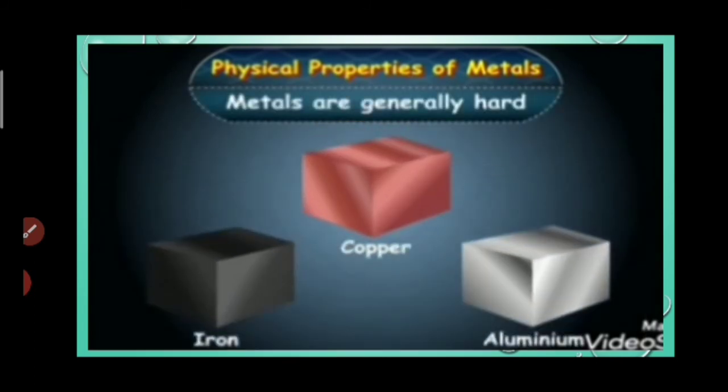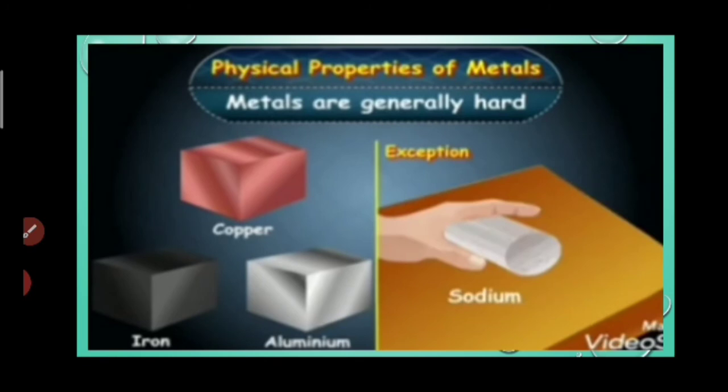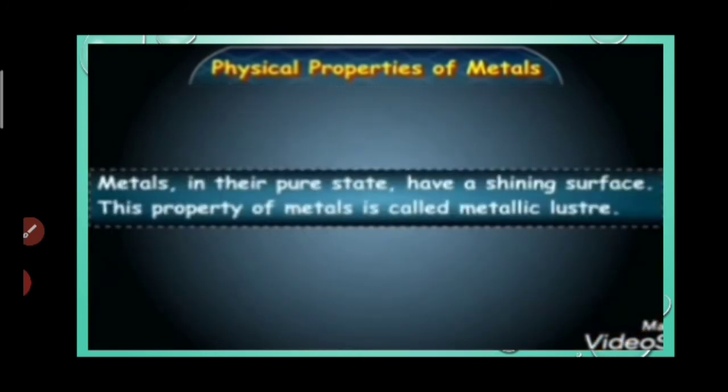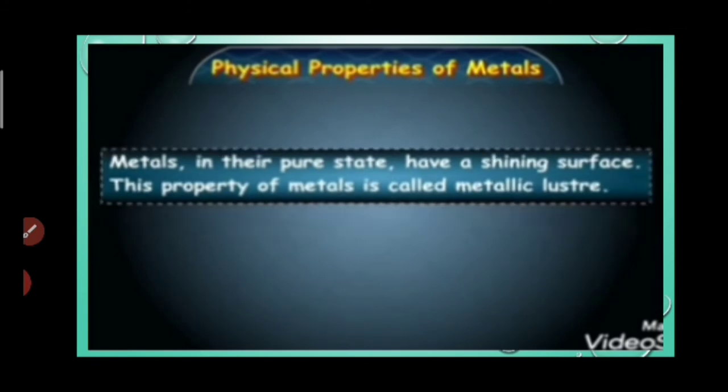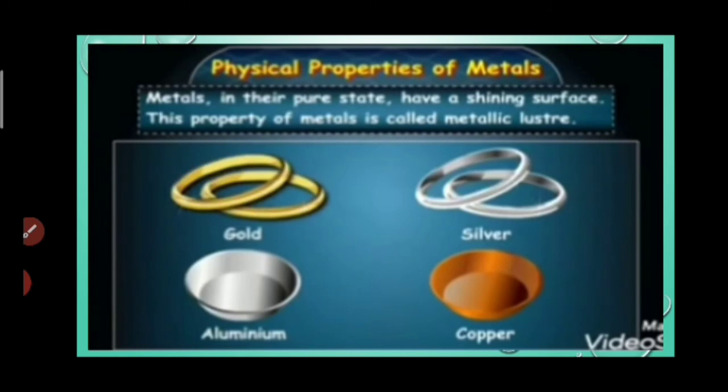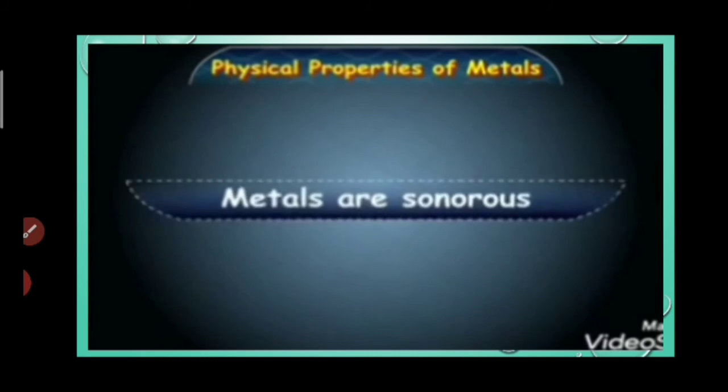Metals are generally hard and its hardness varies from metals to metals. But metals like sodium and potassium are exceptions. They can be easily cut with knife. Moreover, metals in their pure state have a shining surface. This property of metals is called metallic luster. Gold, silver, aluminium and copper are the examples.